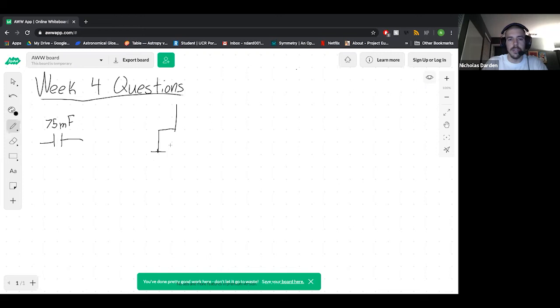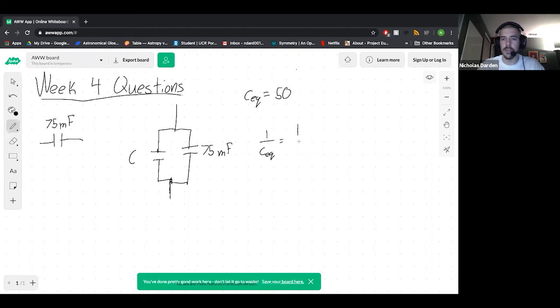So we know, we can draw a circuit to make this a little bit more realistic. We know one of these is 75 millifarads, and we don't know what this one is, but we know that we want the equivalent capacitance to be equal to 50 overall for this circuit, right? So we can just rearrange that other equation. We know that 1 over C equivalent is equal to 1 over C plus 1 over 75 in this case.